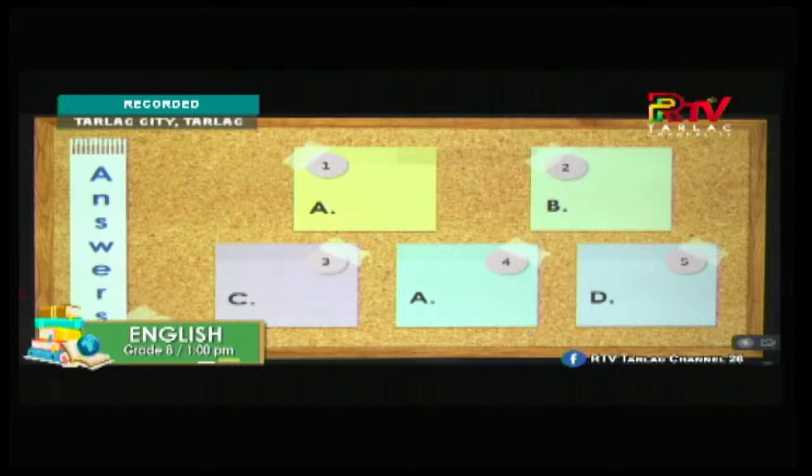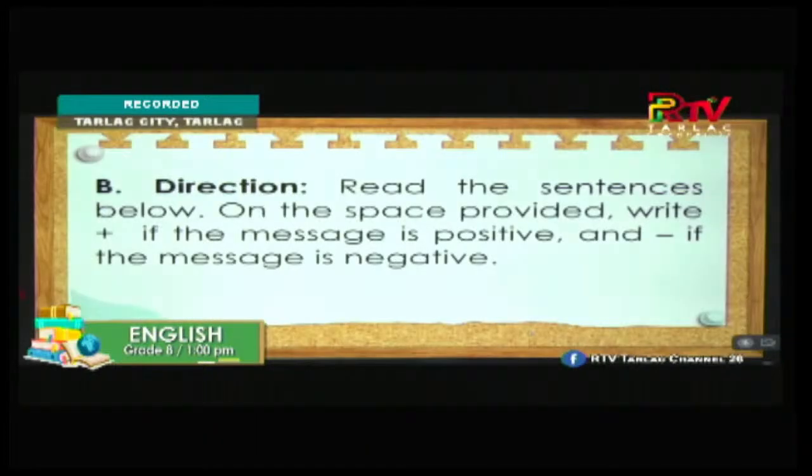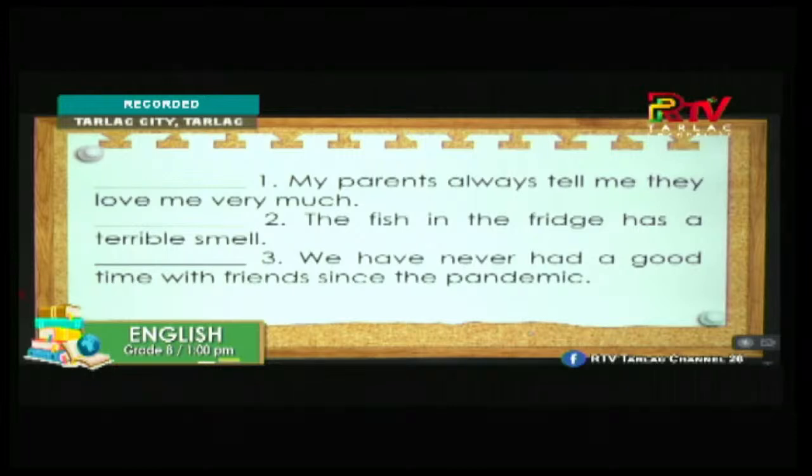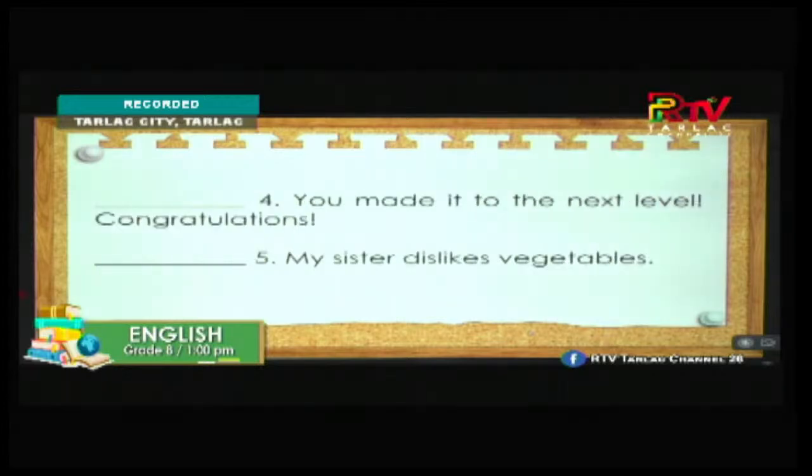On the second part of the activity, I want you to read the sentences below. On the space provided, write a plus sign if the message is positive and a minus sign if the message is negative. You can do it. Are you ready? Item number 1. My parents always tell me they love me very much. Item number 2. The fish in the fridge has a terrible smell. Item number 3. We had a good time with friends since the pandemic. Item number 4. You made it to the next level. Congratulations. Item number 5. My sister dislikes vegetables.